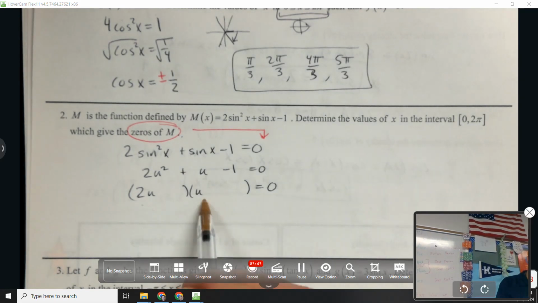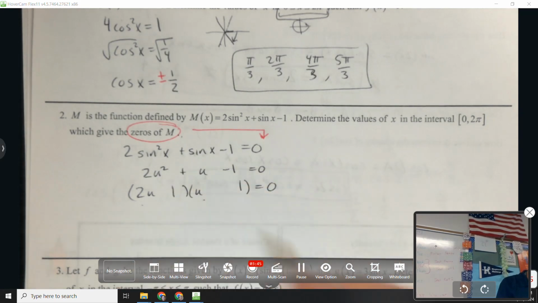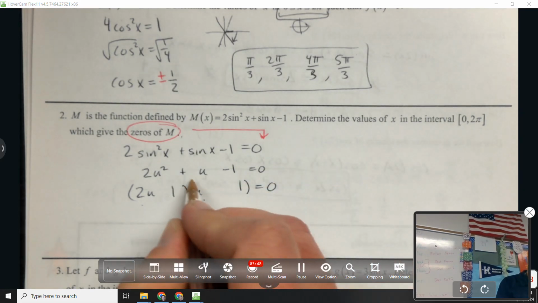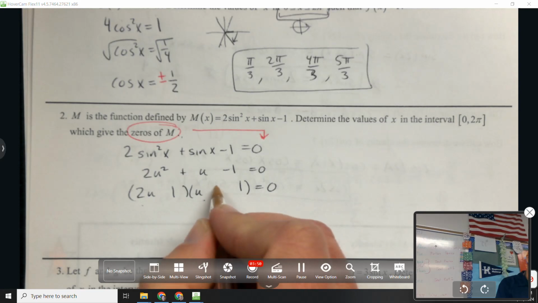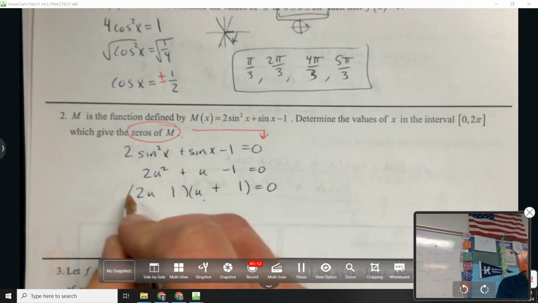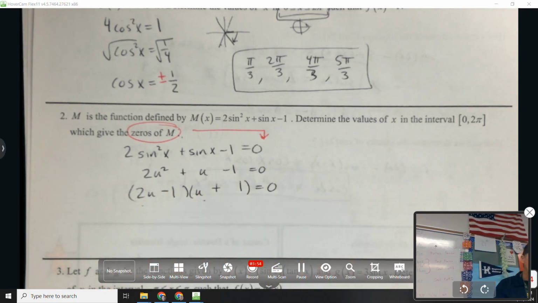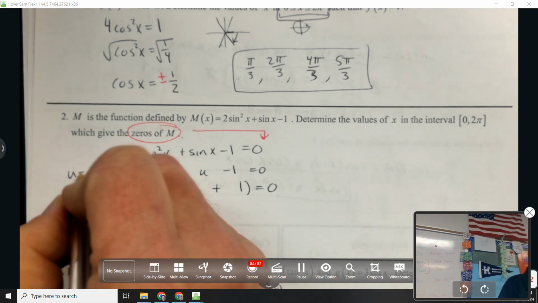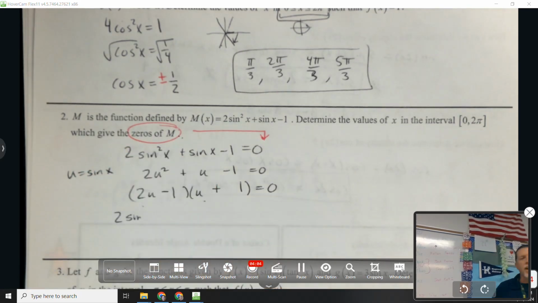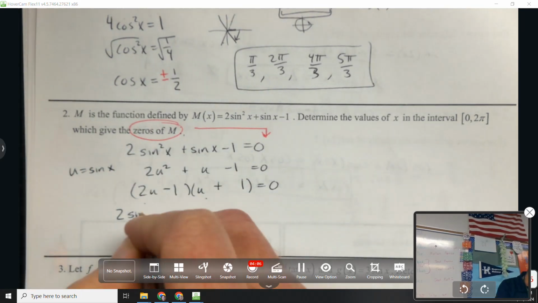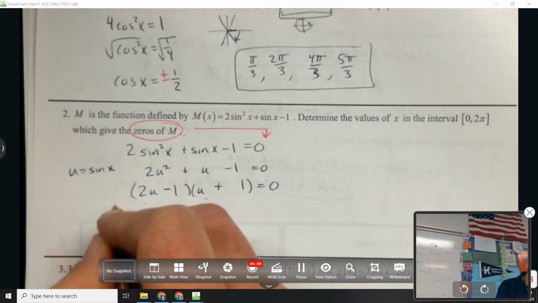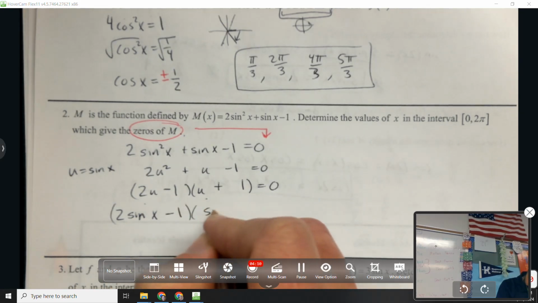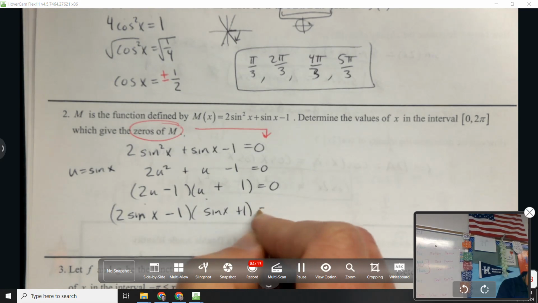It's got to be 2u and u. It's got to be 1 and 1. And I want the inside to be positive, so let's make that plus 2u and minus u. Which means that, I didn't really say this like I should have, u is sine of x, so now I can go back and put the sines in there. So 2 sine of x minus 1, sine of x plus 1 equals 0.